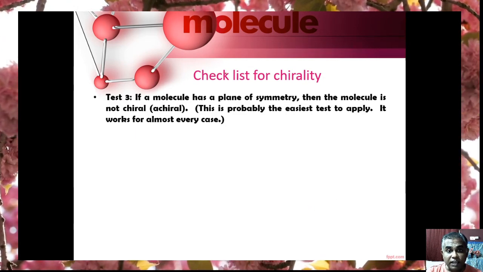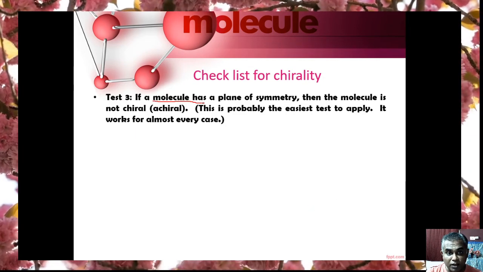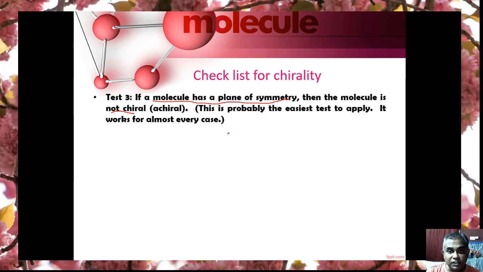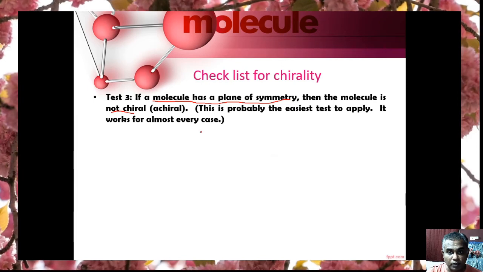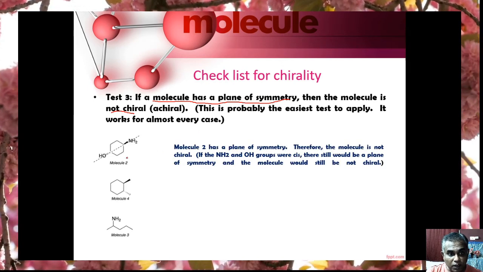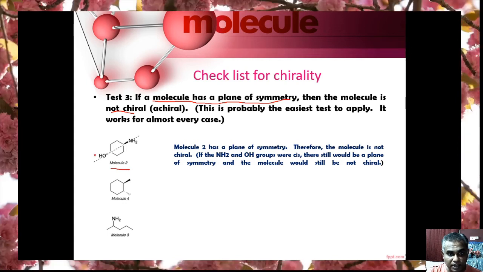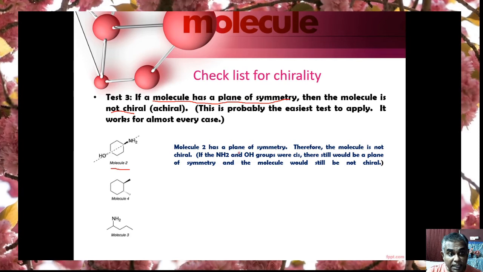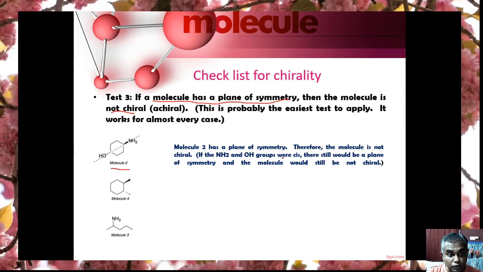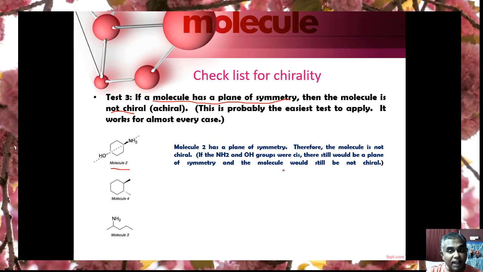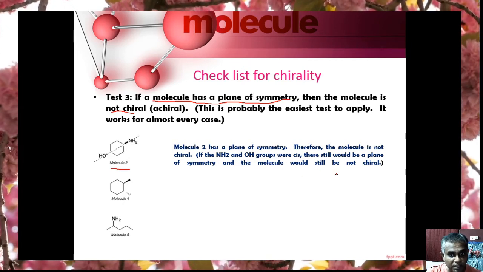Test 3. If a molecule has a plane of symmetry, then the molecule is not chiral. This is probably the easiest test to apply, and it works in almost all cases. Now let us take this molecule which has a plane of symmetry, therefore the molecule is not chiral. If the NH2 and OH groups were present in cis, there still would be a plane of symmetry and the molecule would still not be chiral.